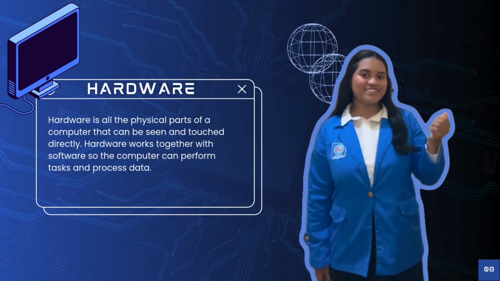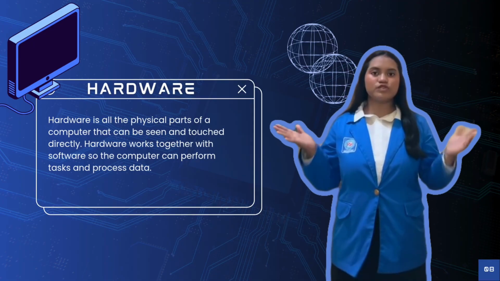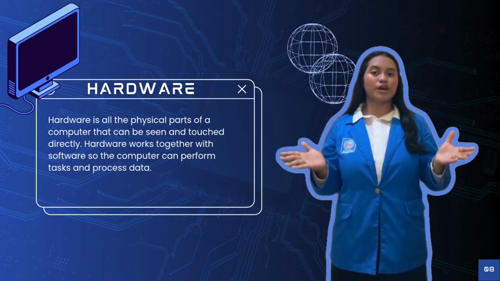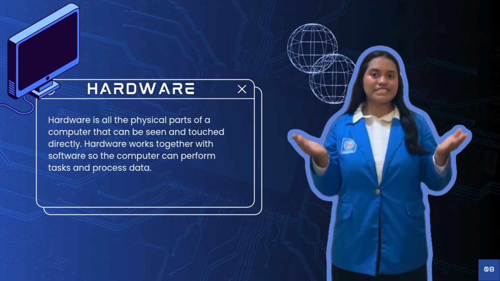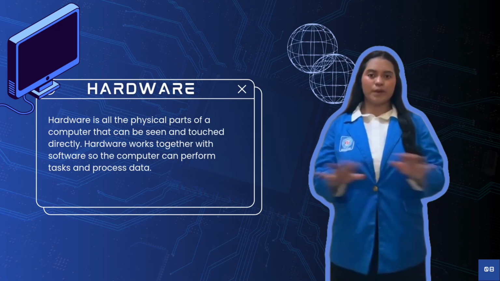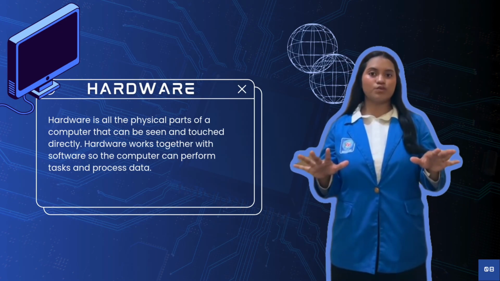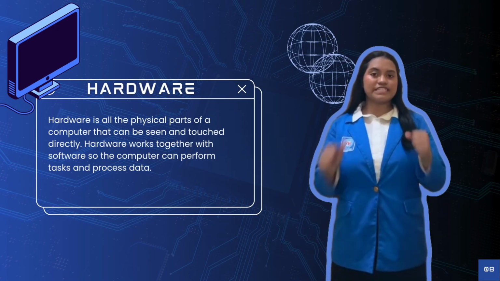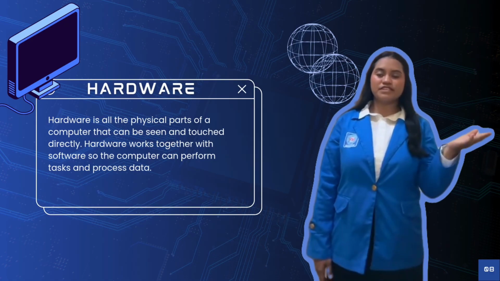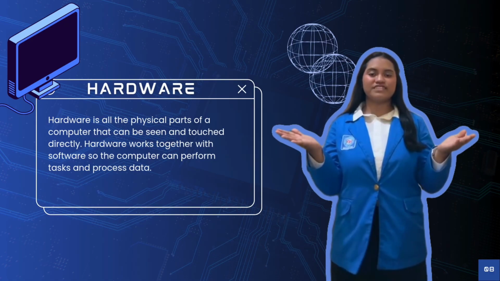Now, let's move on to hardware. Hardware refers to all the physical components of a computer, the parts you can actually see and touch. Without hardware, software would have nothing to run on. They work together as a team. Hardware provides the physical capability and software provides the instructions.